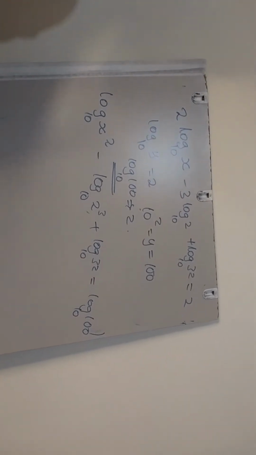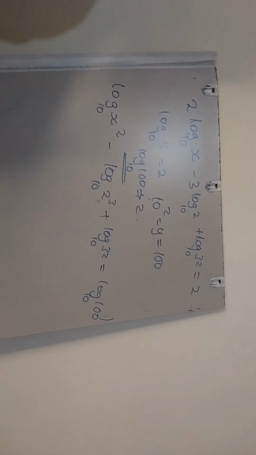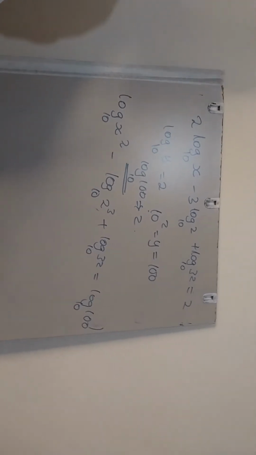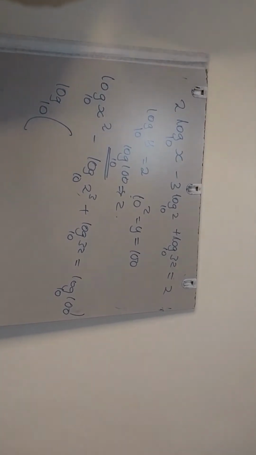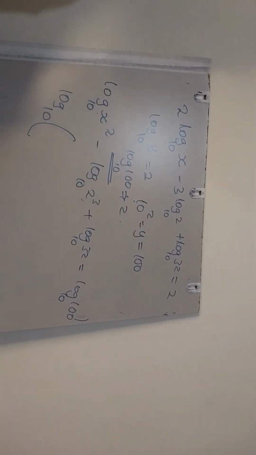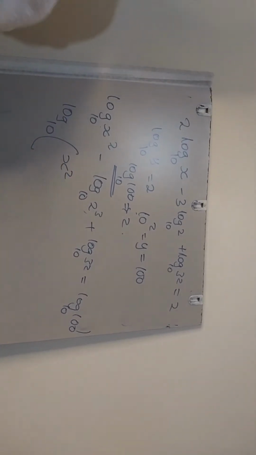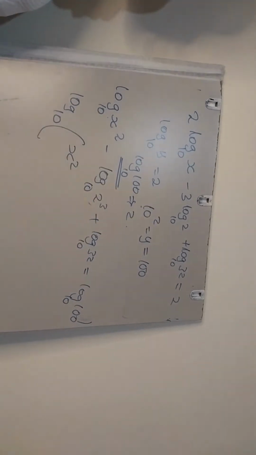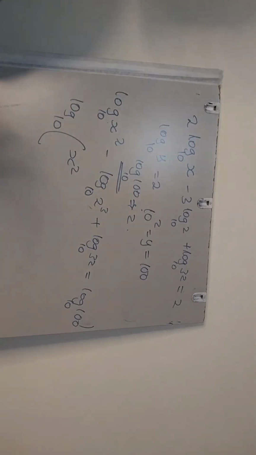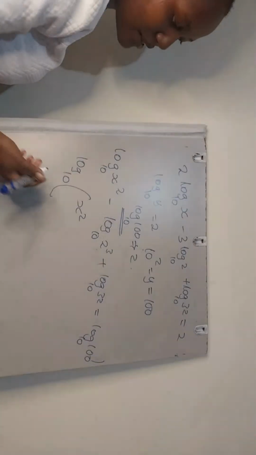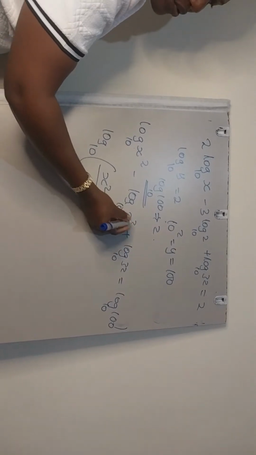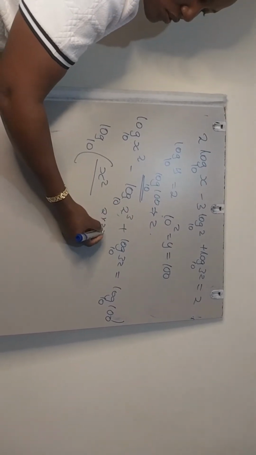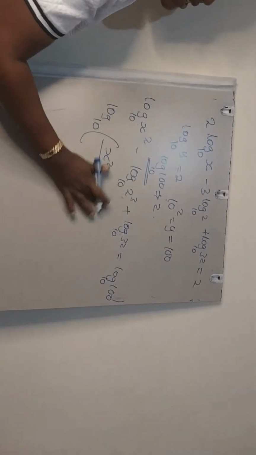Now, what is common here? Log to base 10. Let us try as much as we can to express everything as log to base 10. Log to base 10 of what is remaining after removing log to base 10 is x squared. Let minus represent a division, existing as a denominator. After removing log to base 10, we'll be remaining with 2 to the power 3, and 2 to the power 3 is 2 times 2 times 2, which gives us 8.